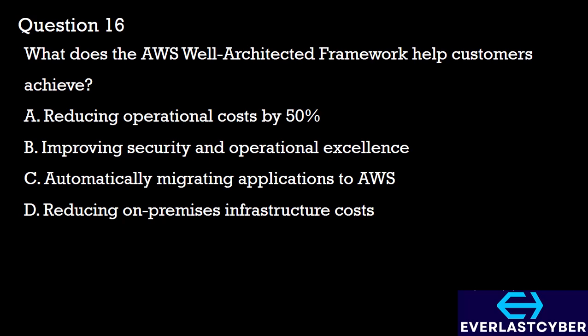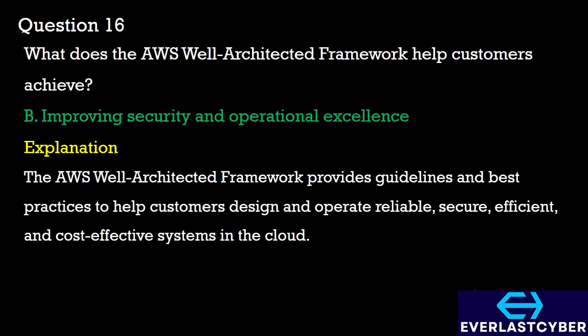So, the only thing in this scenario that the AWS Well-Architected Framework helps customers achieve is improving security and operational excellence, which is option B. It helps organizations to assess their architectures and implement improvements in various areas, including security, reliability, operational excellence, performance efficiency, as well as cost optimization.